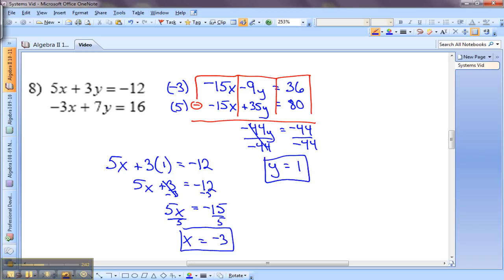So for problem number 8, our x value is negative 3. Our y value is 1, and we can write that as an ordered pair, negative 3, 1.